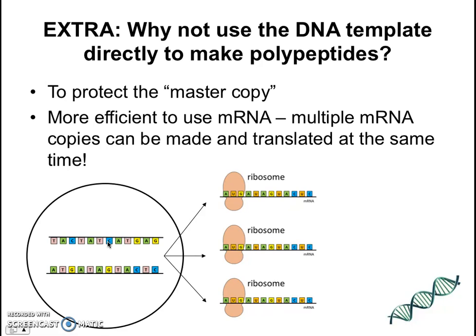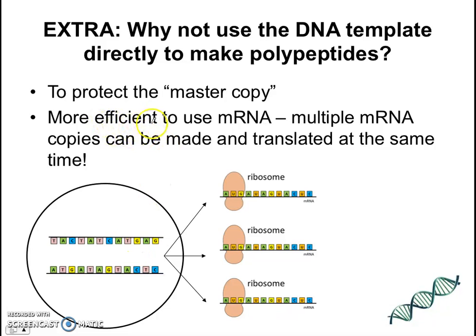Now you might be wondering, why is it that we have to go through this two-step process? Why can't the ribosome just go into the nucleus and read the DNA template directly and produce the polypeptide? Why do I need to make the mRNA and send it out of the nucleus? Well, one possible reason people think is that this two-step process helps to protect the master copy. So the master copy of the gene, you only have one per cell, is inside the nucleus. Right, and if anything goes wrong with that master copy, then you're done for. Right, so we need to keep it safe in the nucleus.